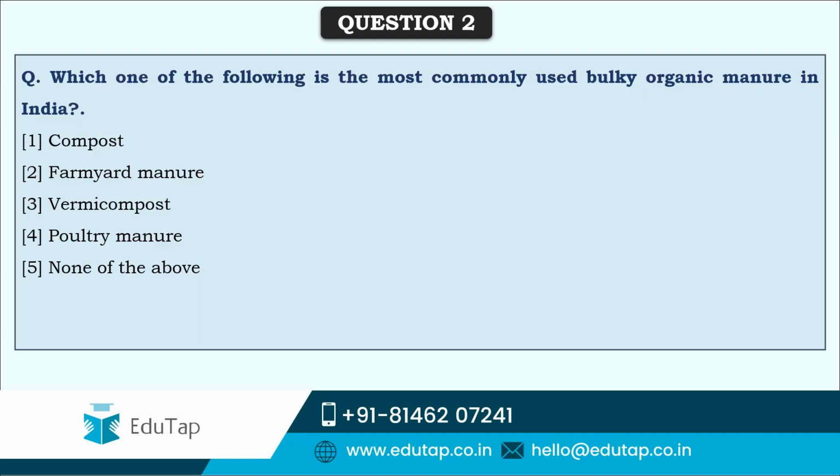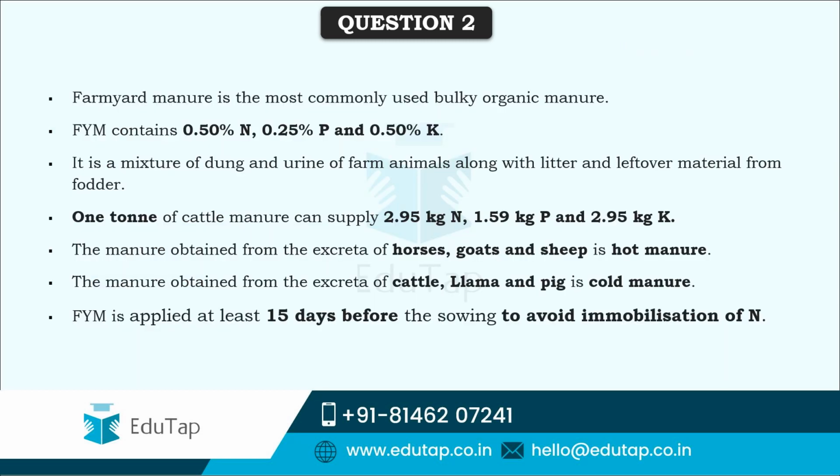So friends, next question is which one of the following is the most commonly used bulky organic manure in India? See, there are various bulky organic manures mentioned here, of which farmyard manure is the one that is most commonly used because it's the most commonly available also. That's the reason it's the most commonly used bulky organic manure in India.